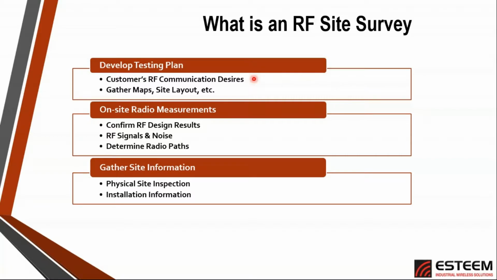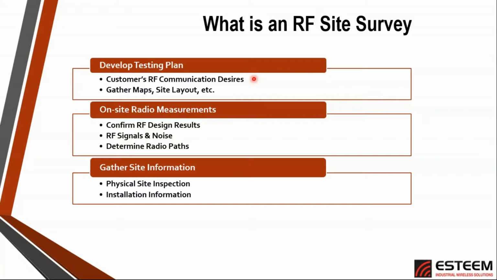We go to the customer and find out what they're looking to do, what their data requirements are, and what hardware they're putting out there, and from that we gather the site information. Again, we're going to develop what we did in the first part, in the RF design. We're going to develop our system layout. We need to know the distances, the heights, and everything to make those calculations.